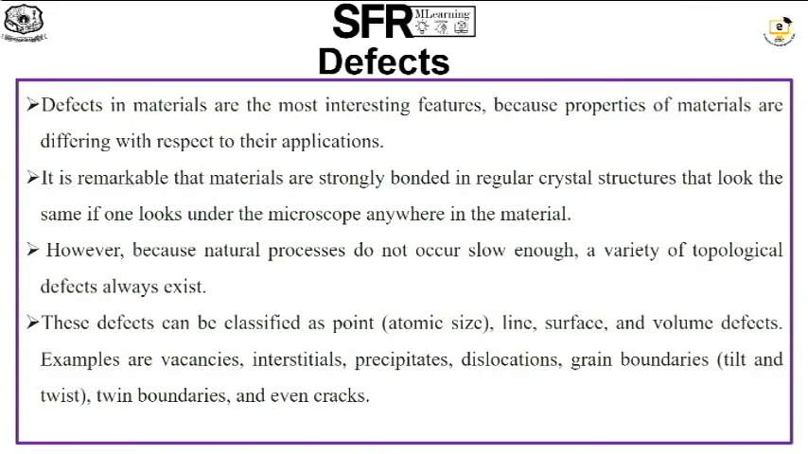Next, we will see about defects in materials, which are the most interesting features because properties of materials differ with respect to their applications. It is remarkable that materials are strongly bonded in regular crystal structures that look the same everywhere if one looks under the microscope anywhere in the material. However, because natural processes do not occur slowly enough, a variety of topological defects always exist. These defects can be classified as point defects, line defects, surface defects and volume defects. Examples of these defects are vacancies, interstitials, precipitates, dislocations, grain boundaries and twin grain boundaries, and also cracks.